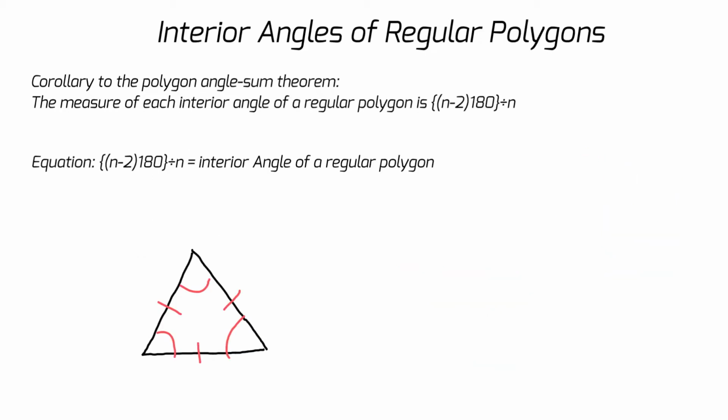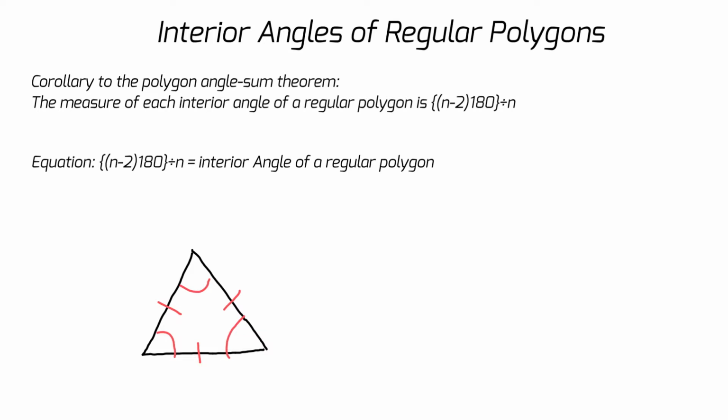Our next theorem is the interior angle of regular polygons. It's not really a theorem, but more of a corollary to the polygon angle sum theorem, which states the measure of each interior angle of a regular polygon is (n minus 2) times 180, all divided by n. So the equation is (n minus 2) times 180, all divided by n, which equals the interior angle of a regular polygon. We can use this example I've already planned out over here.